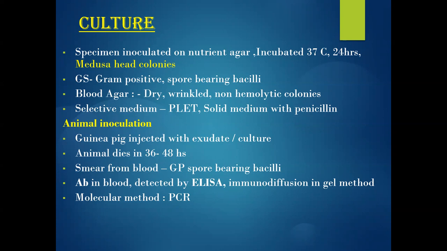The guinea pig is injected with the exudate or culture. The animal dies in 36 to 48 hours. A smear from blood shows gram-positive spore-bearing bacilli. Antibody in blood is detected by ELISA and immunodiffusion in gel method, and the molecular method is by PCR.